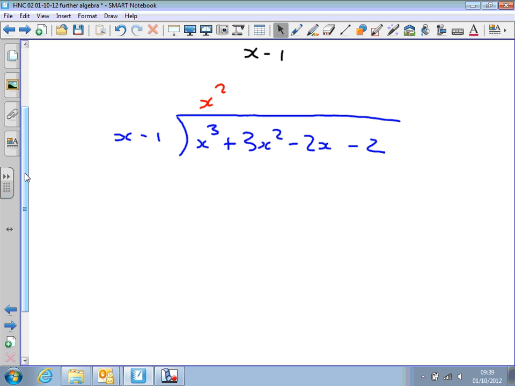So what is x squared times x minus 1, as a little aside? That gives x cubed minus x squared. So what goes underneath? X cubed minus x squared. Okay?